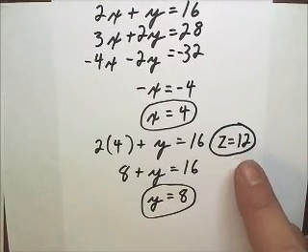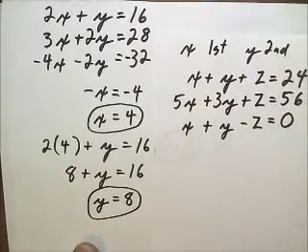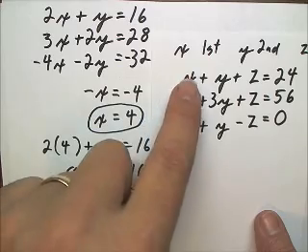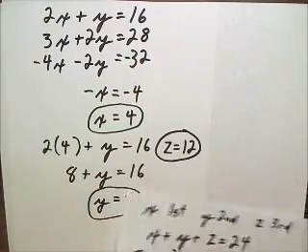And if you didn't remember that, you could just go to your original set of equations and substitute x equals 4 and y equals 8 into any of them, and you'll get z equals 12.